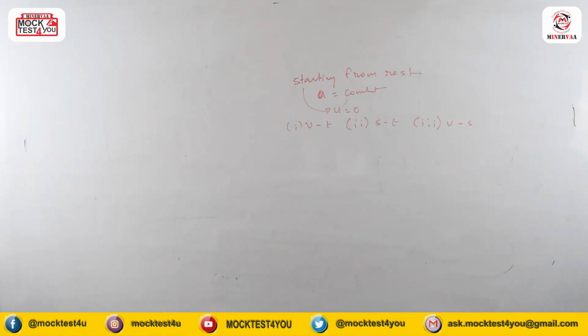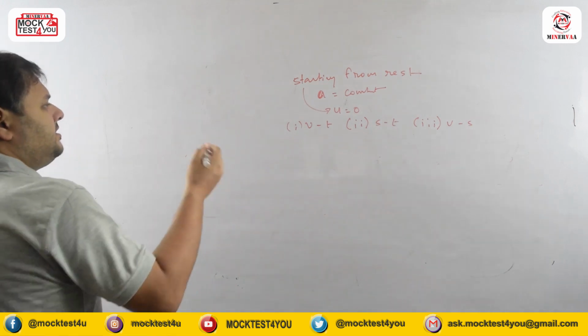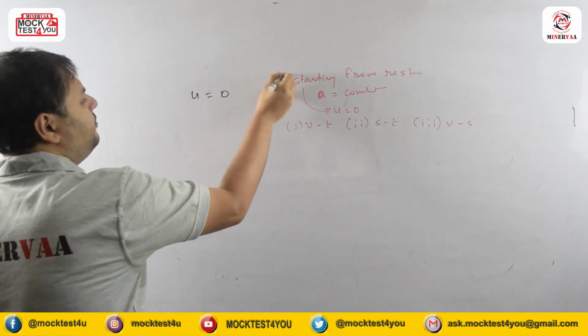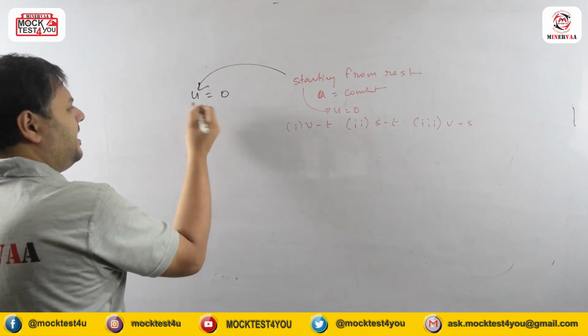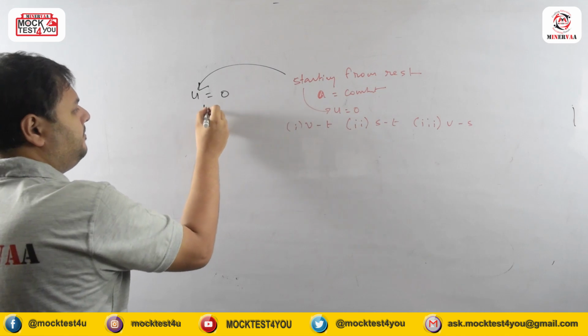So these are actually the three things they can ask you from this particular situation, which is so normal to us. Starting from rest means u is 0, and the displacement is s, and the velocity is v after a time t.